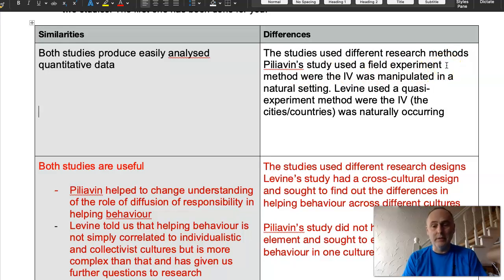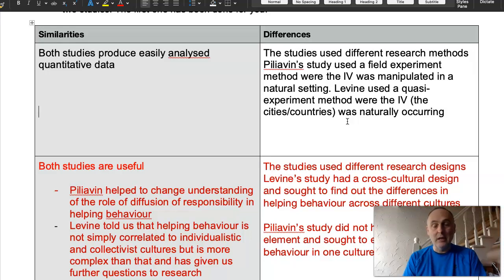A field experiment is one whereby the IV is manipulated in a natural setting, and that's what we've said here. And then all you would need to do is explain what Piliavin did. So what did he actually manipulate and what was the natural setting? That would define the field experiment side of it. Then you would say Levine used a quasi-experiment. What do we mean by a quasi-experiment? It is where the IV, in this case the cities or countries, was naturally occurring. Then say exactly how they went about that particular study in terms of a quasi-experiment.